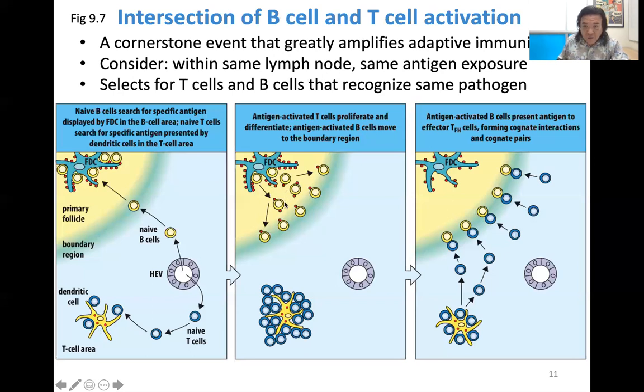They are now really beginning to activate. They multiply, and they begin to migrate back to the T cell area. Meanwhile, the chosen T cells are busy multiplying, and they migrate up to meet the B cells. And this is where they pair up. So boy, they didn't know that they were meant for each other, but now they've paired up.